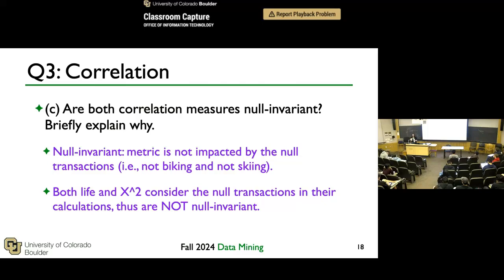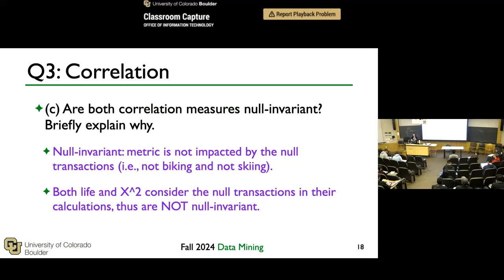So it has nothing to do with how it processes the null values, but instead how it processes the non-occurrence values? Okay, let me try. So you're asking, we're talking about the null transactions, right? Null transactions meaning that if none of them happened, not biking, not skiing. That's the scenario we're talking about. Not a null value inside of those. Yeah, so it's not a null value.